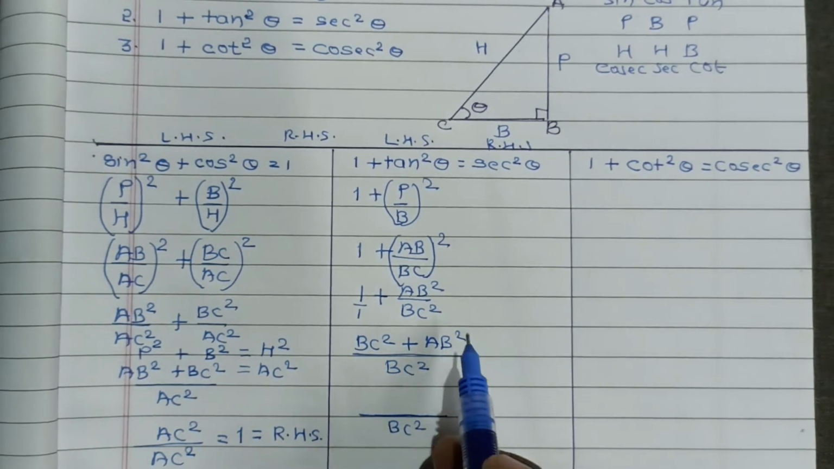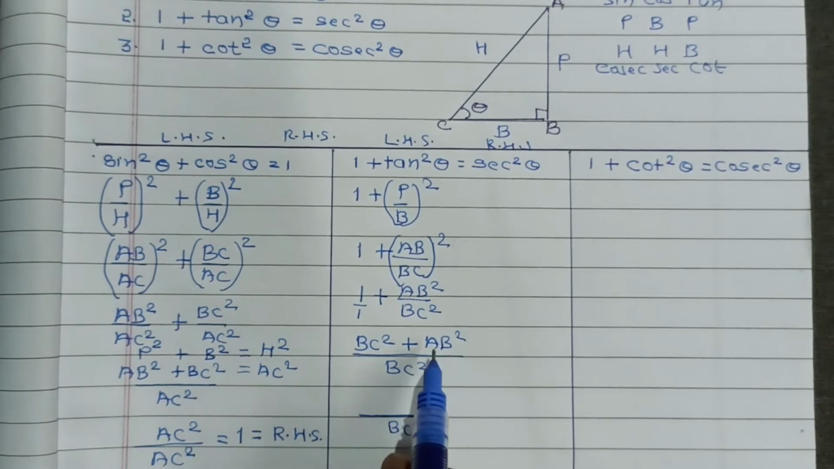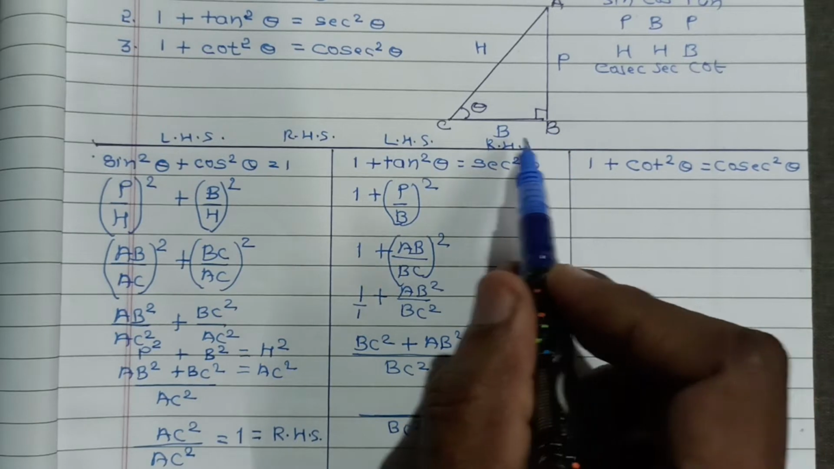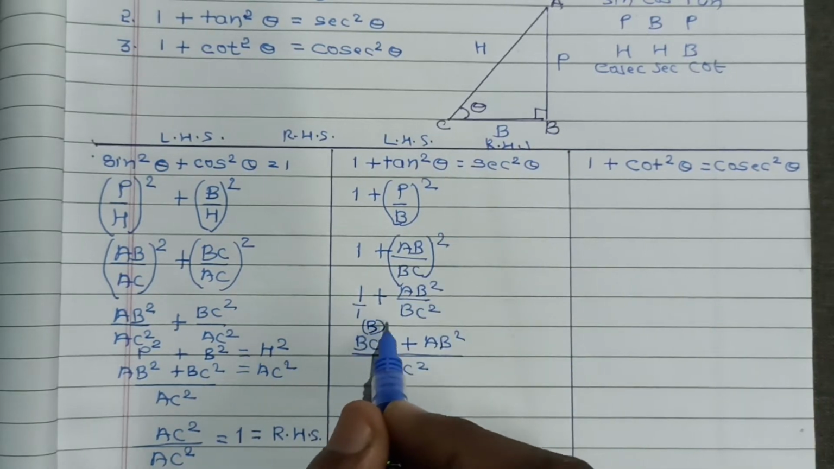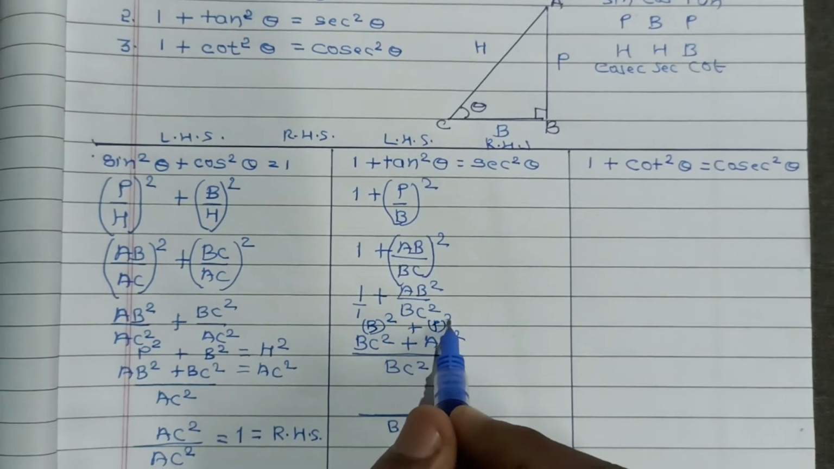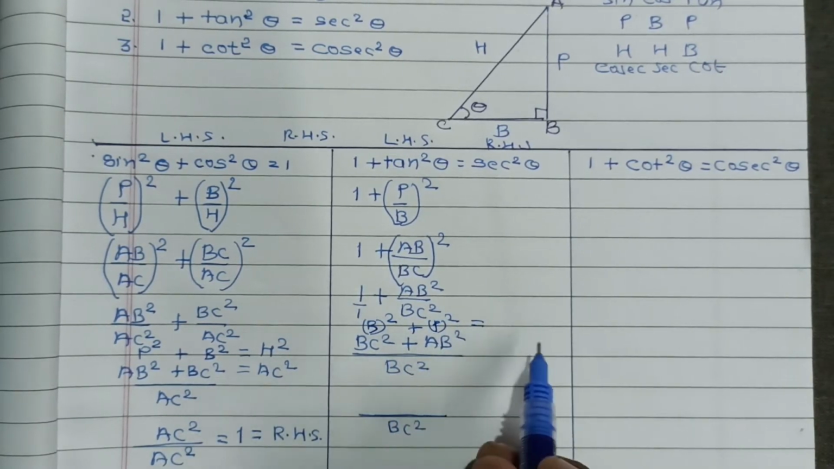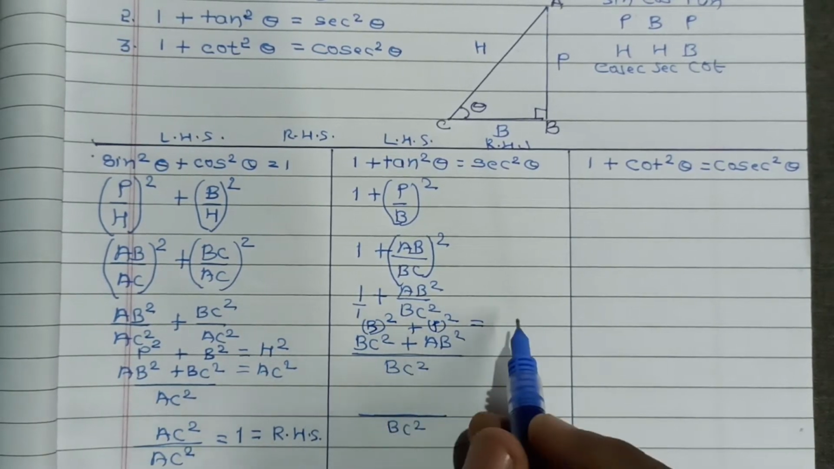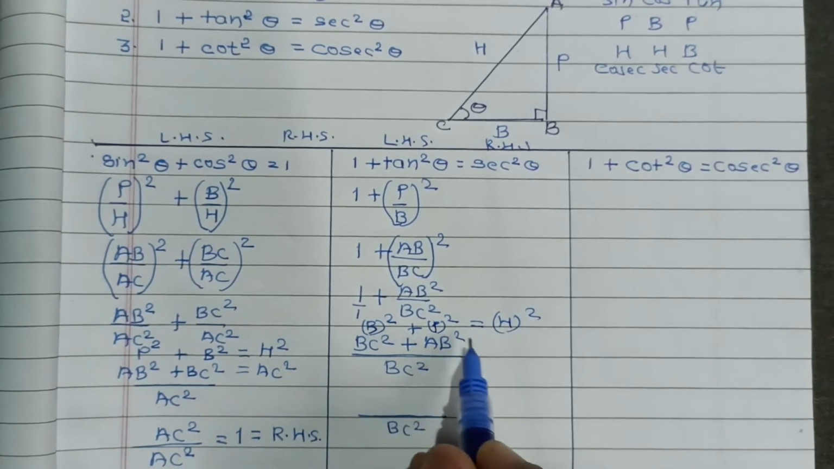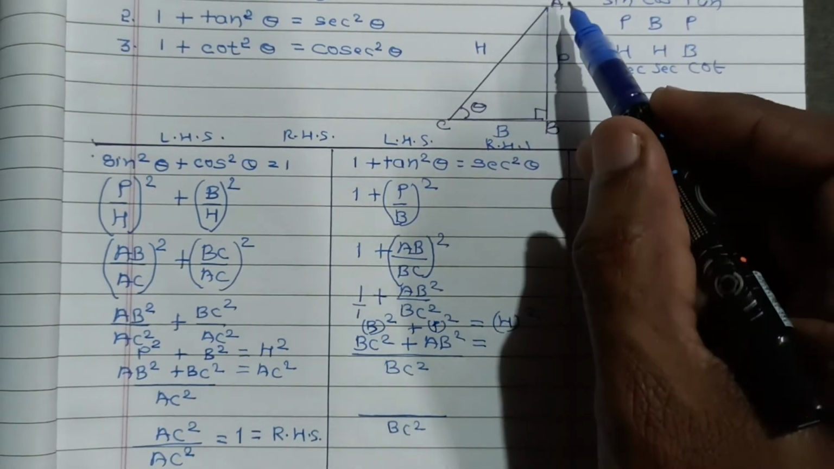So what you will write here at numerator place, see for this figure. So BC square is, BC is here base, plus AB is perpendicular. So here also you can use Pythagoras property. What is Pythagoras property? Hypotenuse square is equal to base square plus perpendicular square. So what is the hypotenuse for this figure? AC square.